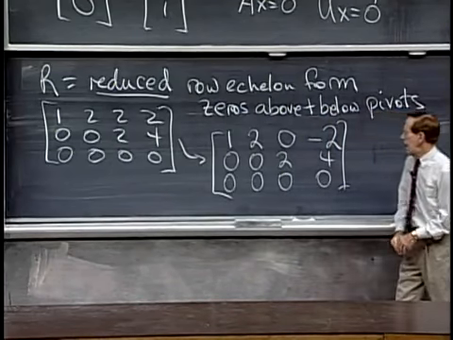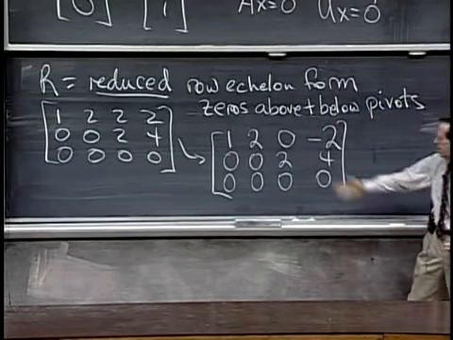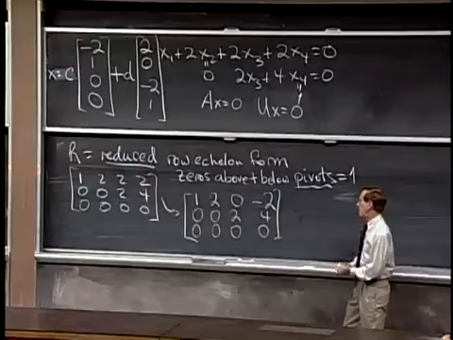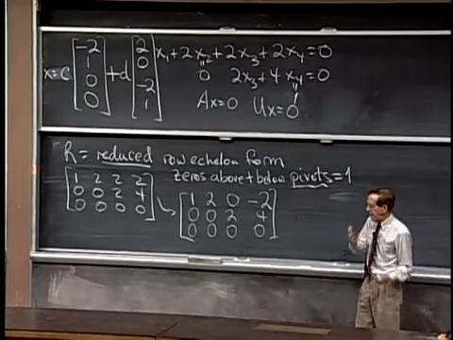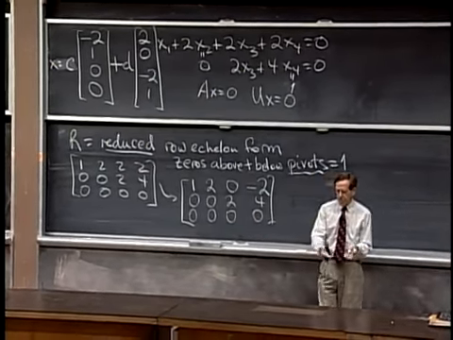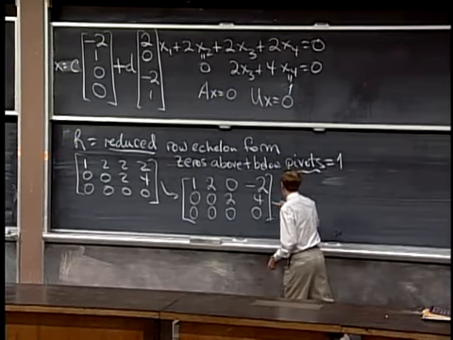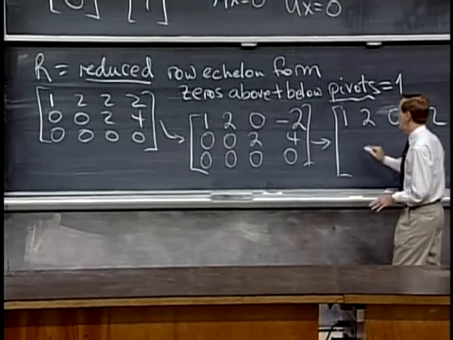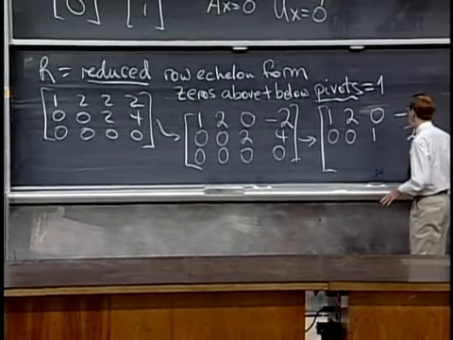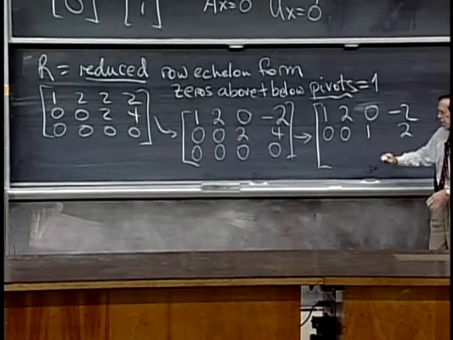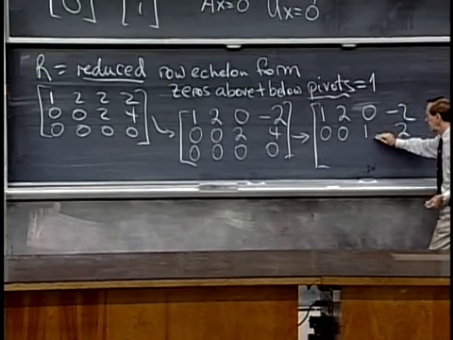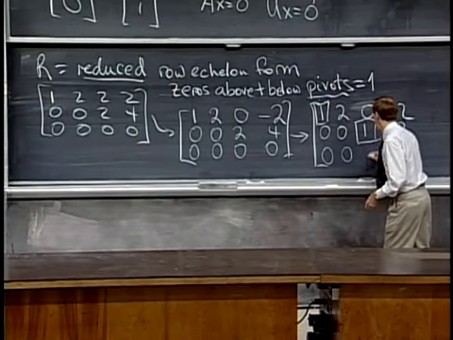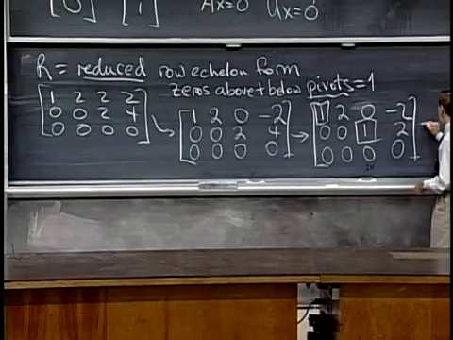Okay. And I can clean it up even one more step. I'm going to make the pivots equal to 1, because I can divide equation 2 by the pivot. That won't change the solutions. So let me do that. And then I'm ready to stop. 1, 2, 0, -2, 0, 0, 1, 2. I divided the second equation by 2 because now I have a 1 in the pivot and zeros below. Okay, this is my matrix R.